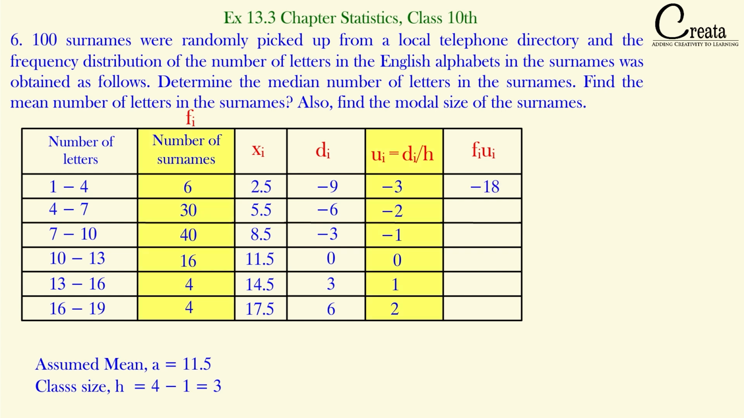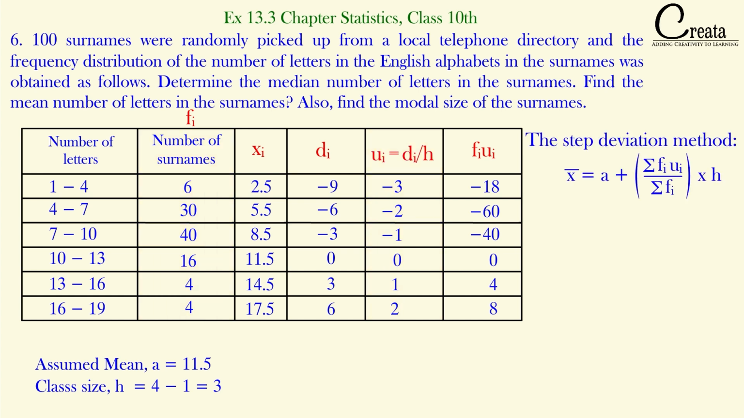6 into minus 3, it is minus 18. 30 into minus 2, it is minus 60. Further, minus 40, 0, 4 and 8. We got fi into ui. And this is the formula of step deviation method.